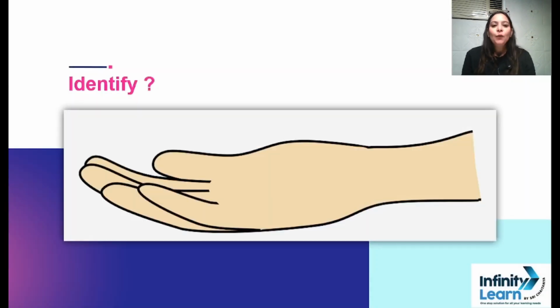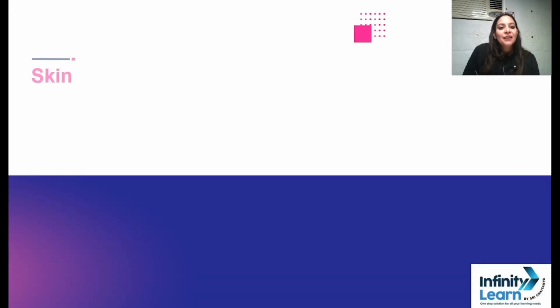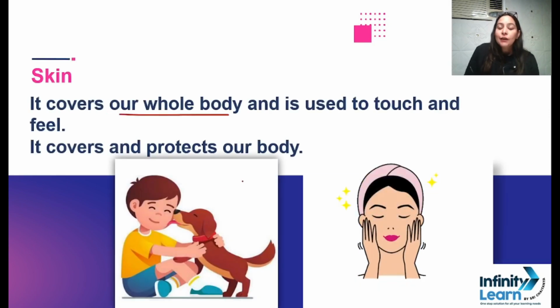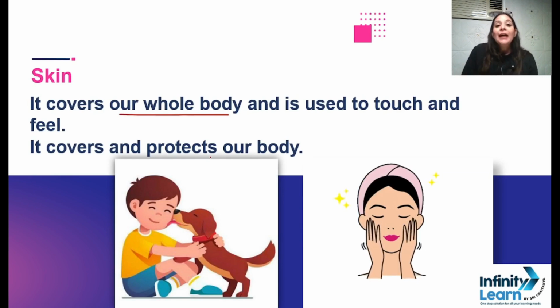First, I want you to identify what you can see in this picture. I know it is a hand, but can you see that our hand is covered by something? Not only the hand, but our whole body is covered with skin. I have taken this picture to show you what skin is. Skin covers our whole body. It is one of the sense organs. It produces the sense of touch, and it is used to touch and feel. It covers and protects our body.